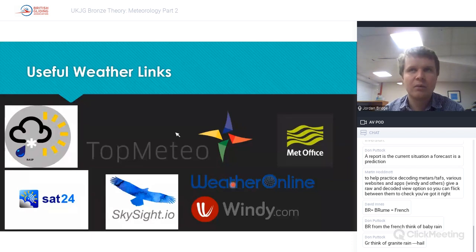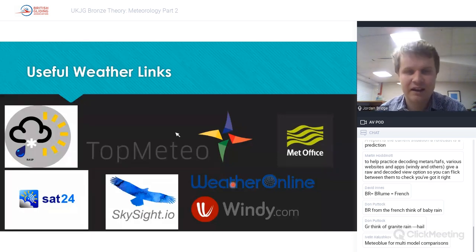Weather Online, which does all the GFS, the Global Forecast System, the American models, brings up temperature and dew point spreads. My favorite probably is Windy, because Windy, which is a free app and website online, can just show you so much graphical representation of what the weather's doing. But I mean, SkySight closely follows behind that in its ability to do that.